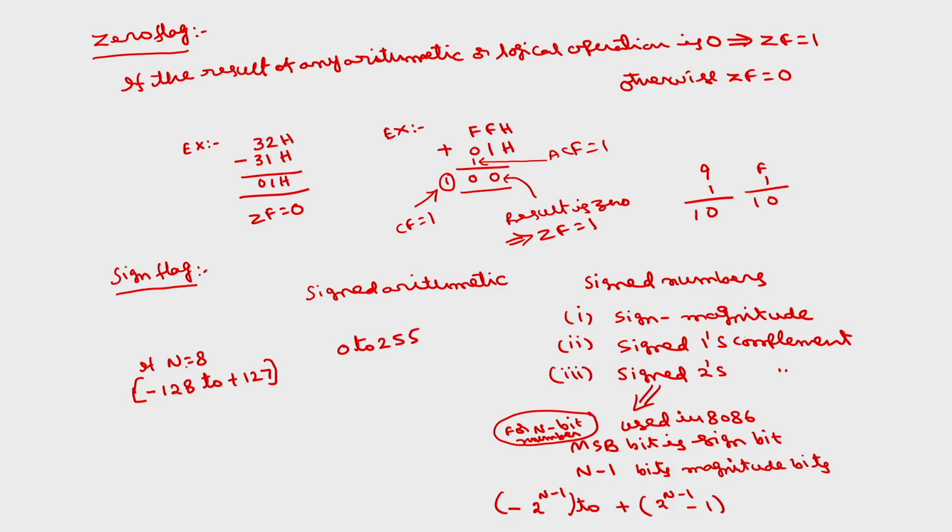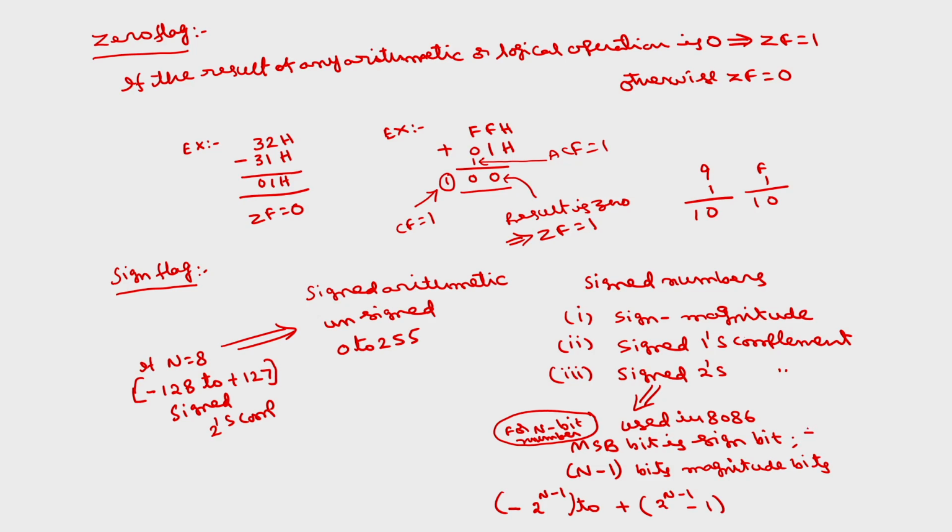For 8 bits, if n is equal to 8, in case of unsigned numbers, if I use all the bits for magnitude only, then the range will be 0 to 255. Whereas if I use signed 2's complement representation, the first bit I am using for the sign bit and the remaining n minus 1 bits we are using for the magnitude bits. So, the sign bit is again here.